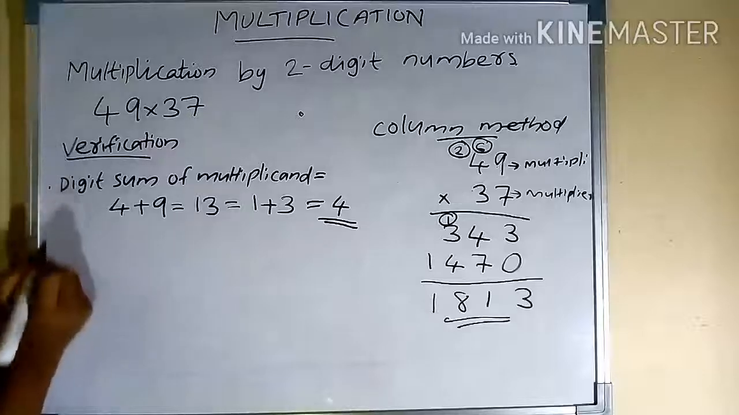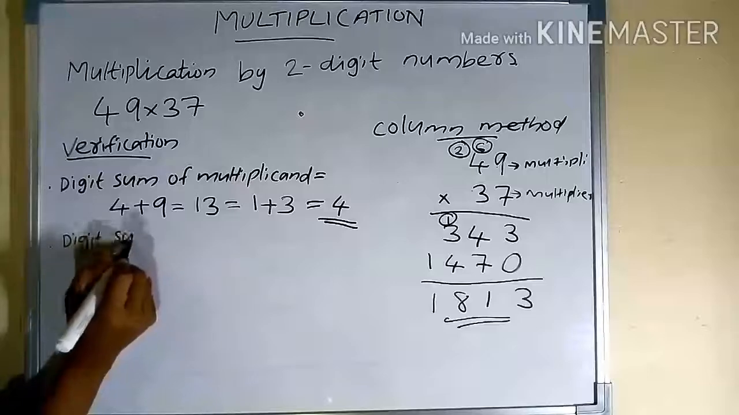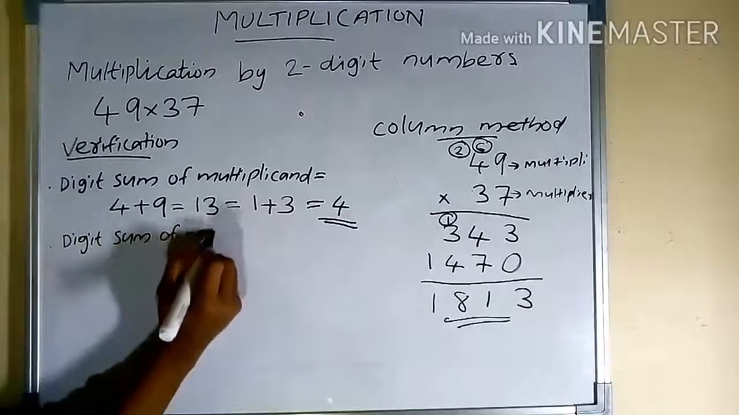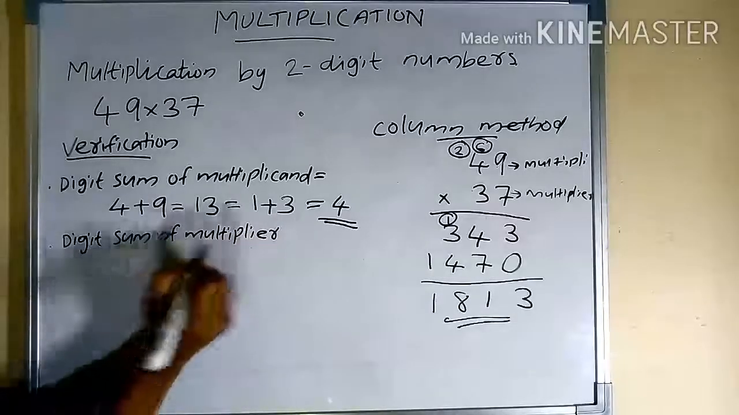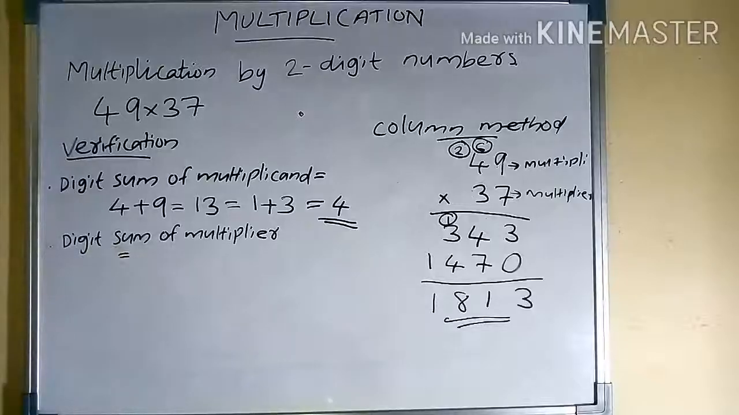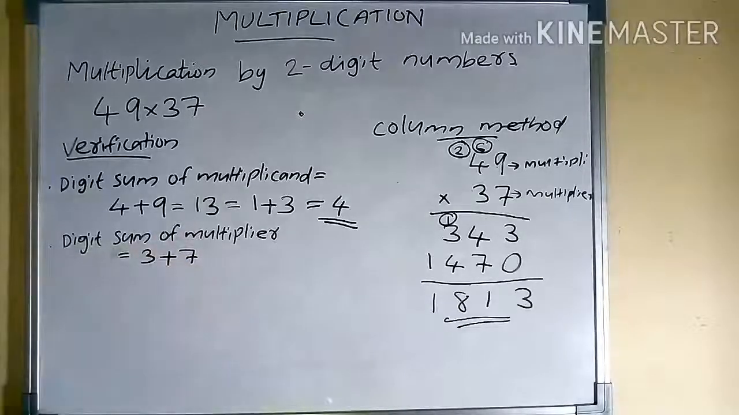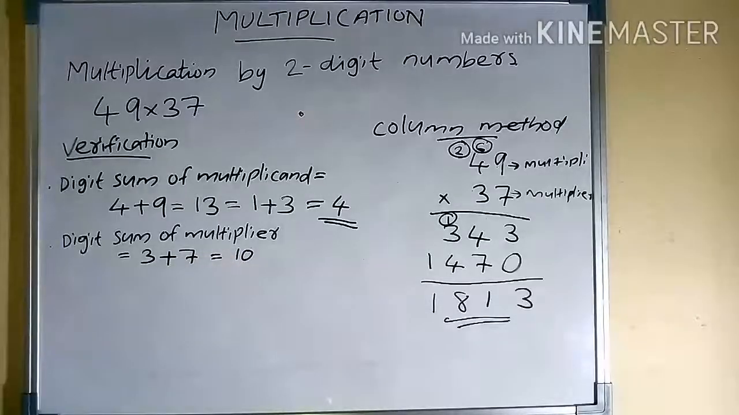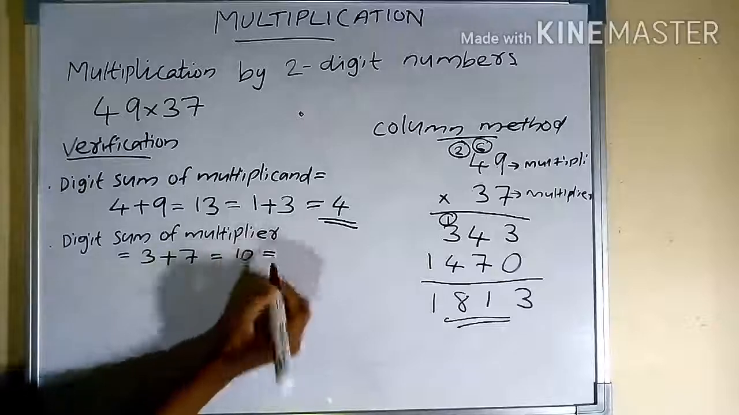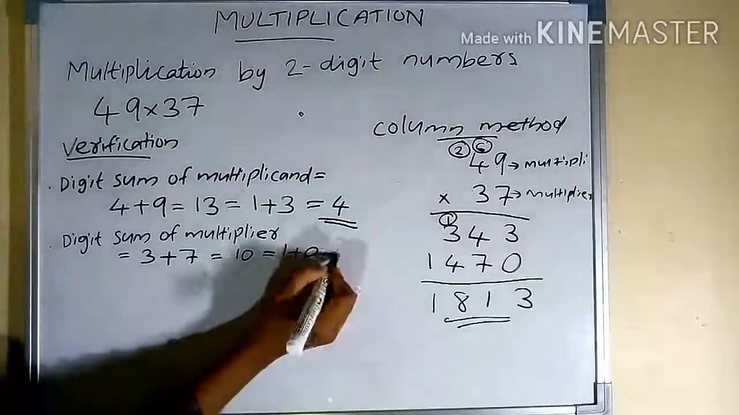Okay. Next we find digit sum of multiplier. In this question 37 is a multiplier. So digit sum of multiplier is split 37 into digits. That is 3 and 7. Next we add these two digits. 3 plus 7 is the answer 10. 10 is a 2-digit number. So split this by digits. So 1 and 0. Add 1 plus 0. What is the answer? 1.